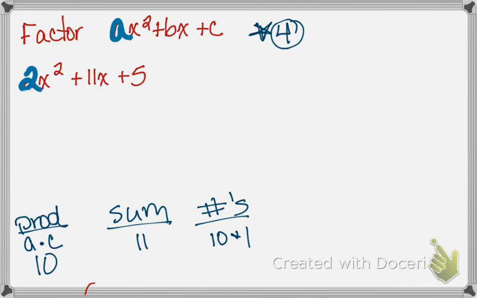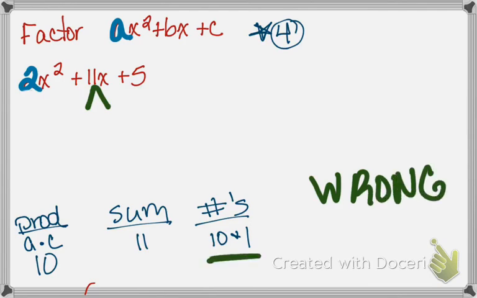You are going to take your B term and split it using this 10 and 1. What students want to do, and this is the wrong way to do it, after they've identified their 10 and their 1, is they want their answer to be x plus 10 and x plus 1. But if I FOILed x plus 10 times x plus 1, I wouldn't get 2x squared plus 11x plus 5. So this is wrong, but that's what students want to do. They've identified the correct numbers, but they're not doing the correct step 4.